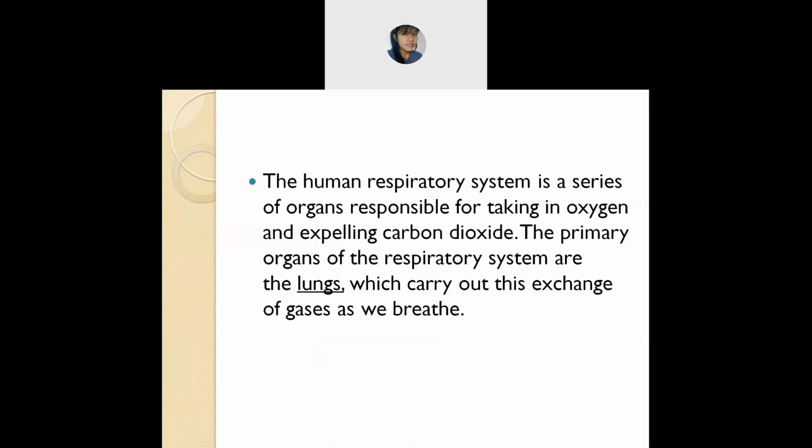Do you understand? And in the respiratory system, what will you find? You will find that the lungs play an important role for all these things. That is exchange of gas when you breathe in and when you breathe out. So the lungs mainly take part in that.